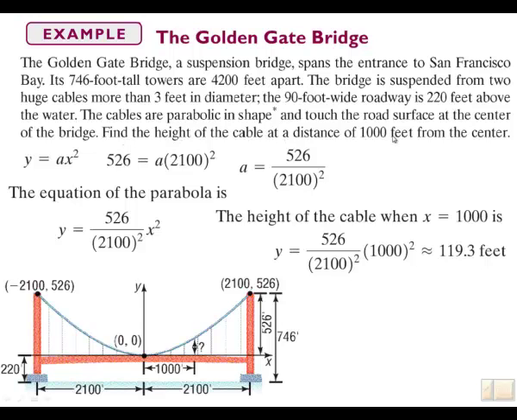Okay, now from here, it asks, find the height of the cable at a distance 1,000 feet from the center. So here's the center. We want to go 1,000 feet out. We want to know how high up off the bridge that cable is. So you substitute in 1,000 for x, square it, multiply it times 526, divide by 2,100 squared, and we get 119.3 feet. And that's our answer.